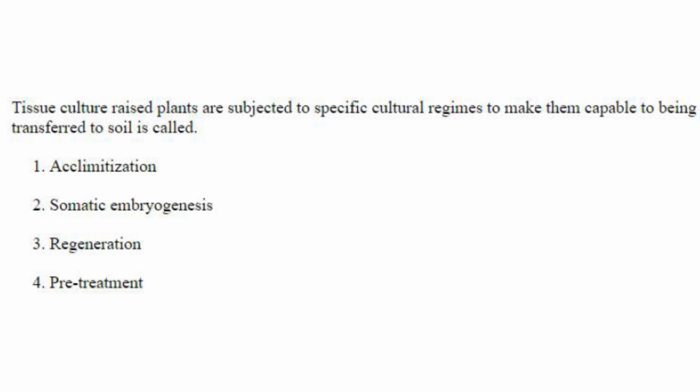Then next one. Tissue culture raised plants are subjected to specific cultural regimes to make them capable of being transferred to soil is called, okay, that is called acclimatization. Somatic embryogenesis is production of embryos from somatic cells in tissue culture. Regeneration is where you regenerate the plant in tissue culture. Pretreatment is pretreatment of the explant with surface sterilants. All these are pretreatment. So the answer here is acclimatization. Answer is option 1.